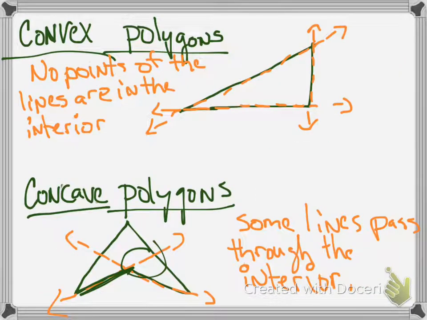Okay, so we have convex and concave polygons. Convex polygons are ones where no points of the extended lines are in the interior. You see here there's a triangle in green, and I extended some lines along it, and none of those lines end up inside the triangle. Whereas on this four-sided figure, this quadrilateral, you can see some lines do end up inside as I extend them out, and thus it would be concave.